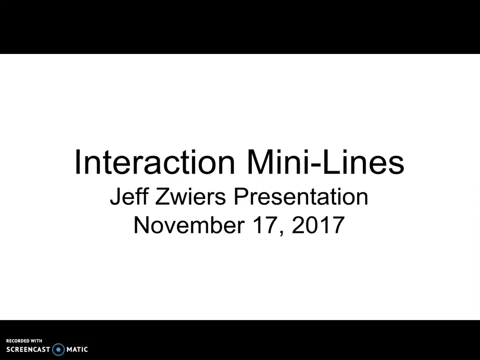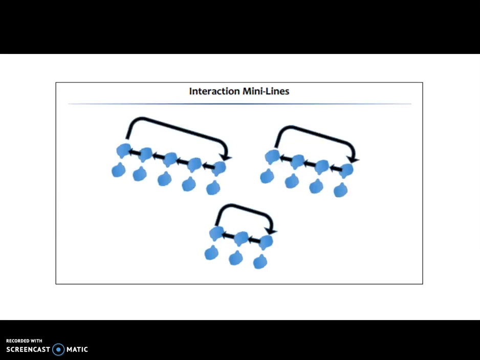I'm going to talk about interaction mini lines, which is a strategy I learned from attending a Jeff Zwiers presentation on November 17th of last year here in Kern County. So here's what it looks like. You have a group of students who line up in front of each other, and there are different formations you can do depending on the number of students you have in a class.